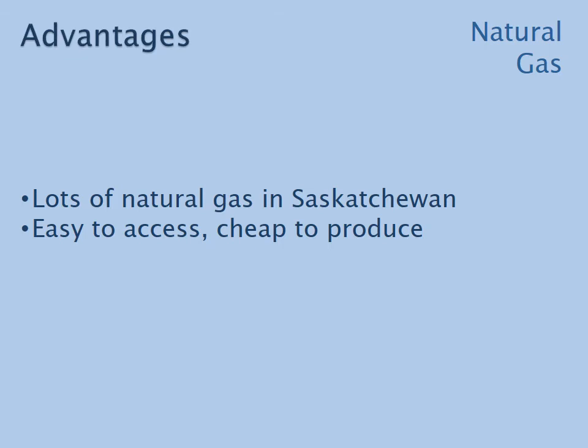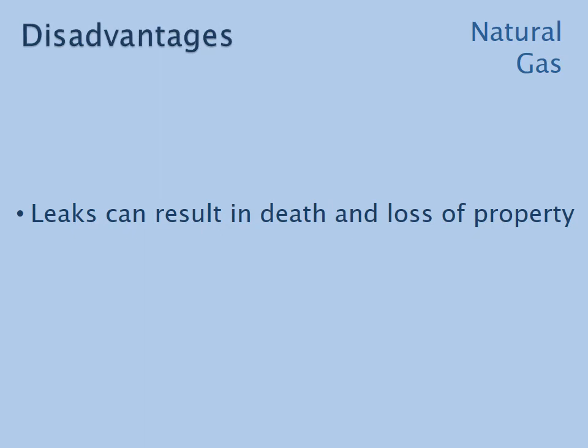Advantages of natural gas: there is a lot of natural gas in Saskatchewan. It's easy to access and it's cheap to produce. Disadvantages: leaks can result in death and loss of property. We all remember the explosion that happened at Regina Beach, and that's because of a natural gas leak.